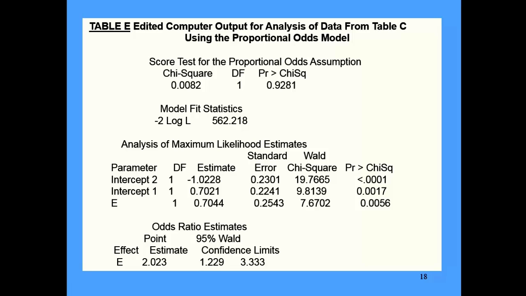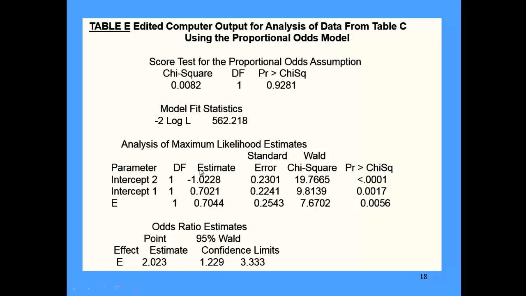Now, this is the data where I only showed you crude data. I didn't really have any other variables I was controlling for. And for this, these are the numbers I showed you. The chi-square was 0.0082, and the p-value was 0.9281, highly non-significant. Okay, so this table C, the hypothetical data, satisfies the proportional odds assumption. There's no other variables we're controlling for.